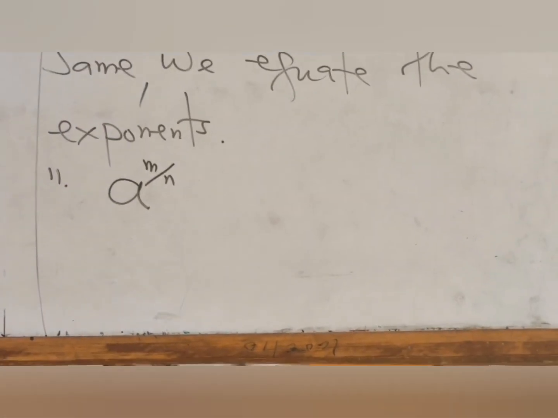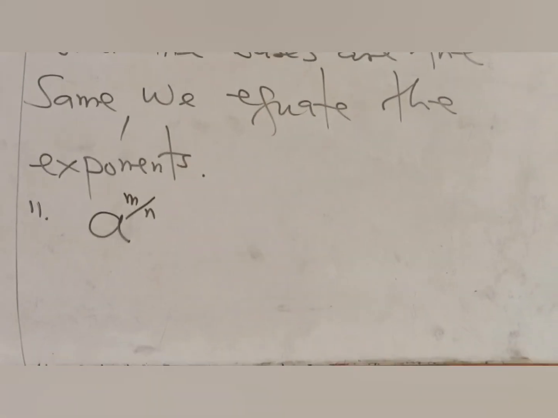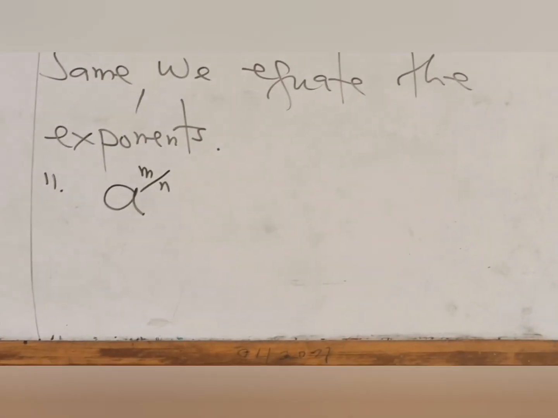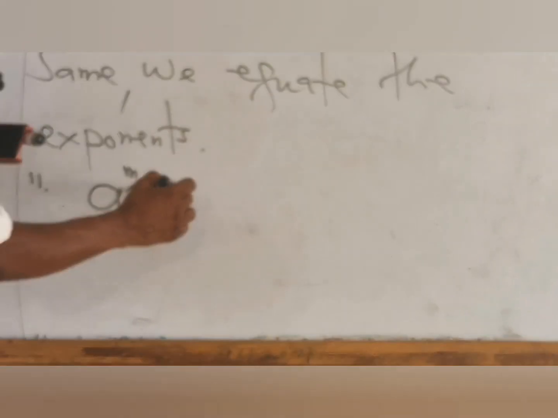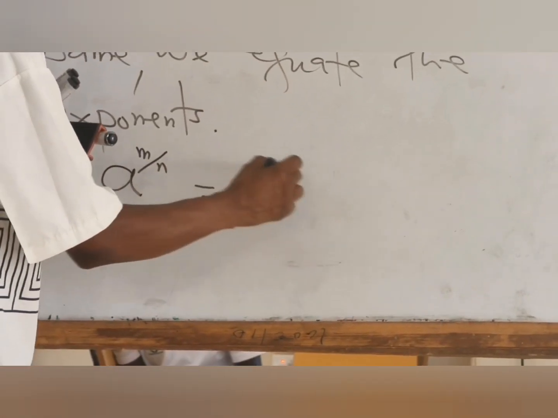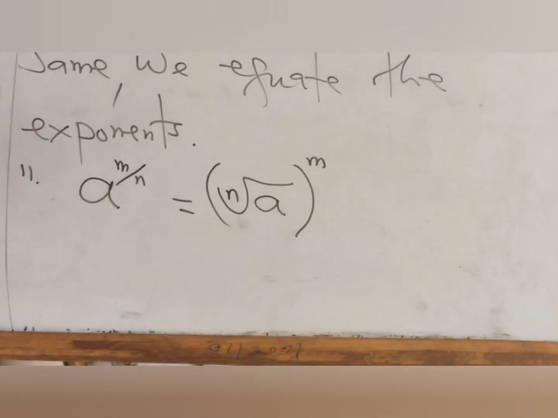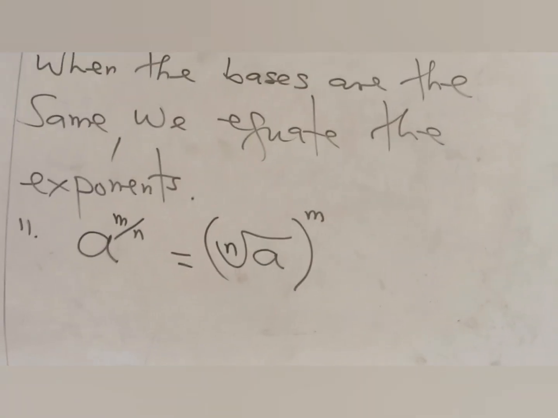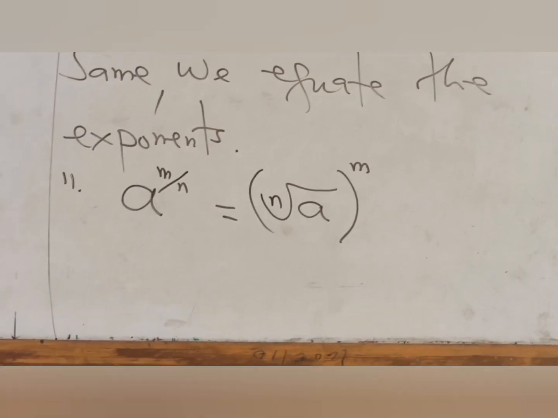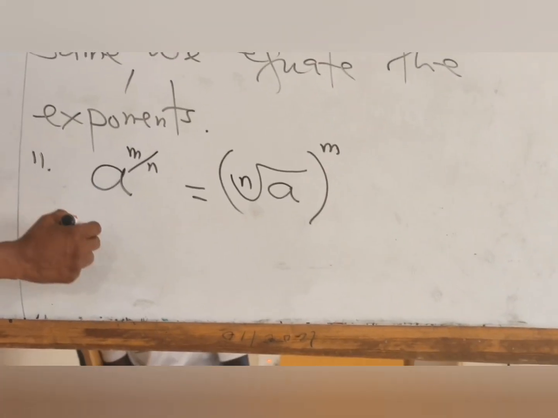If you have a number to the power a fraction, are you watching? To the power a fraction, it is the same as, like we have done, the nth root. So you take the nth root of a and then to the power the numerator. So the denominator is the root of the base, and then the numerator is what? The power. Who can tell us how did they get this?